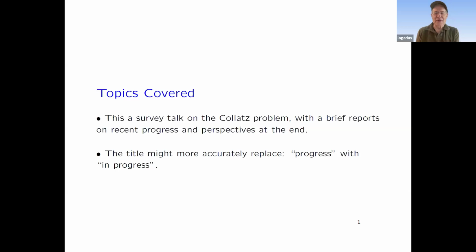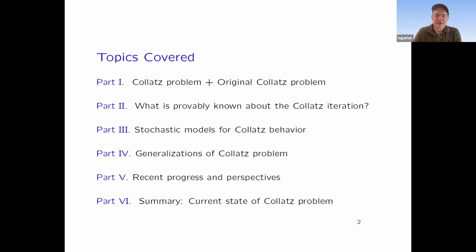Okay, this is a survey talk on the Collatz problem with brief reports on recent progress and perspectives at the end. The title might more accurately replace progress with in progress. Next, the topics covered. This is an abbreviated version of a longer talk. The Collatz problem and the original problem, the history, what's known about the Collatz iteration, some remarks on probabilistic models for the Collatz behavior, which allow you to guess how the function behaves.